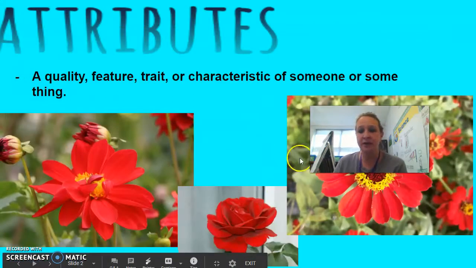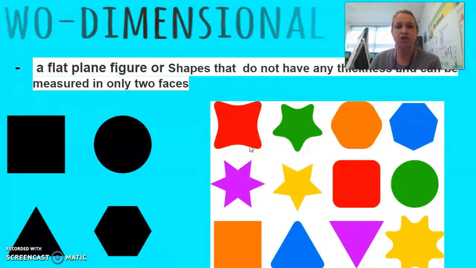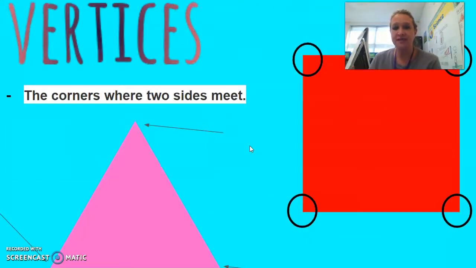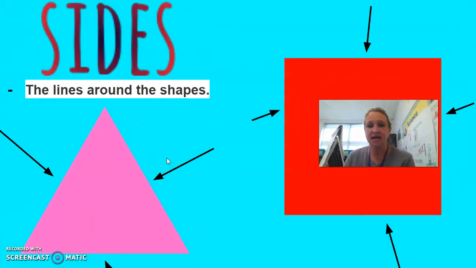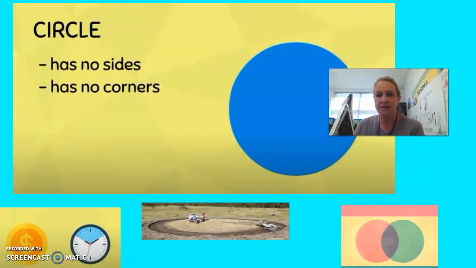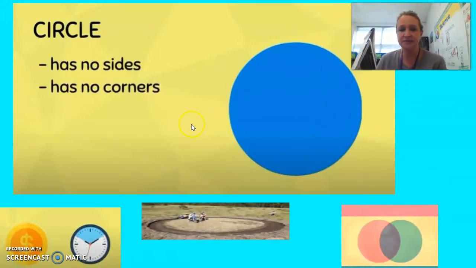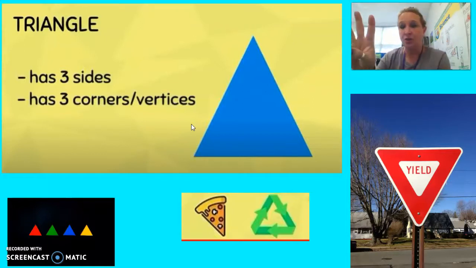Let's review our vocabulary. Attributes, say attributes. Two-dimensional, say two-dimensional. Vertices, say vertices. Sides, say sides. Circle, say circle. Triangle, say triangle. How many sides does a triangle have? 3. How many vertices does a triangle have? 3.